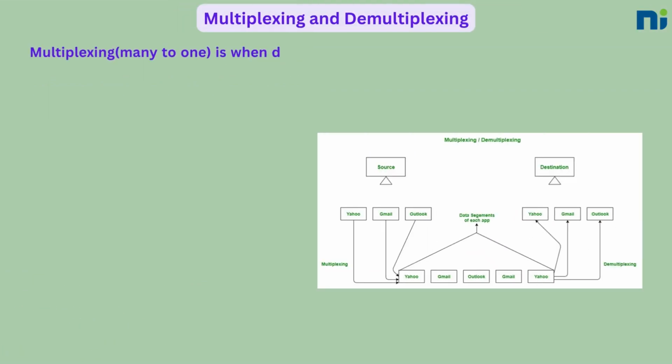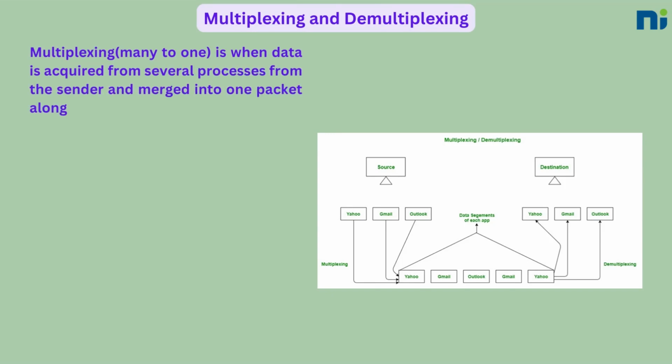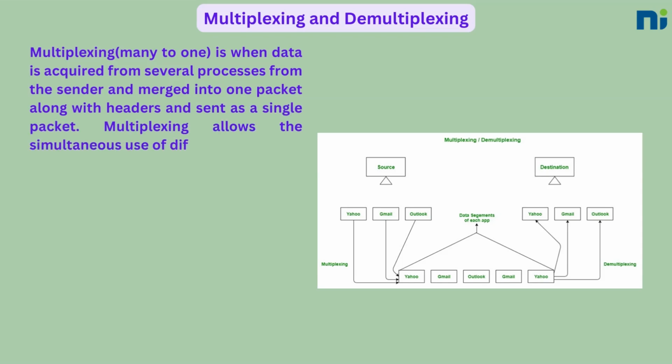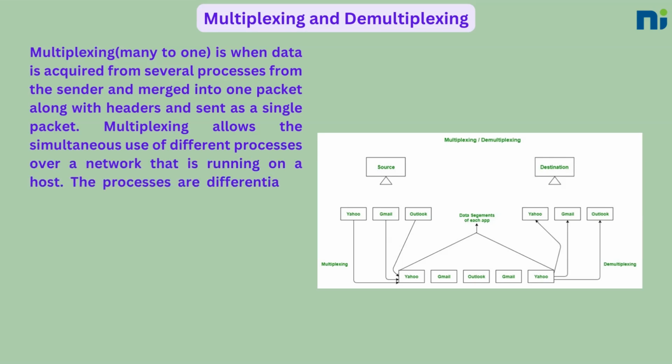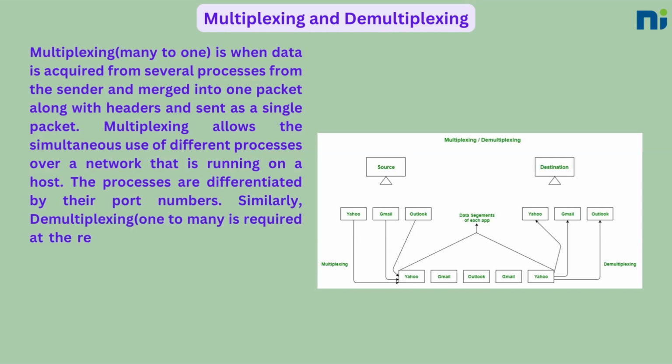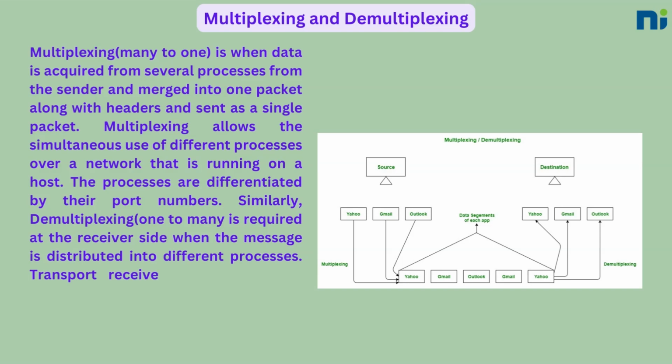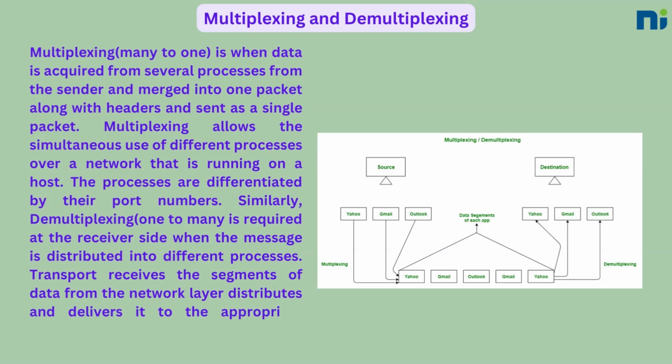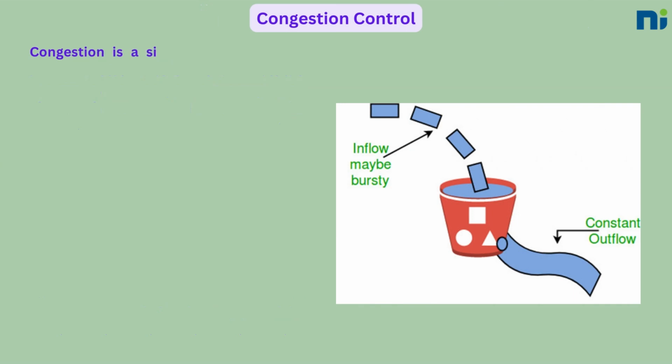Multiplexing and demultiplexing. Multiplexing, many to one, is when data is acquired from several processes from the sender and merged into one packet along with headers and sent as a single packet. Multiplexing allows the simultaneous use of different processes over a network that is running on a host. The processes are differentiated by their port numbers. Similarly, demultiplexing, one-to-many, is required at the receiver side when the message is distributed into different processes. The transport layer receives the segments of data from the network layer, distributes and delivers it to the appropriate process running on the receiver's machine.